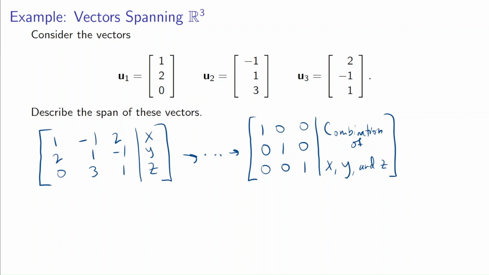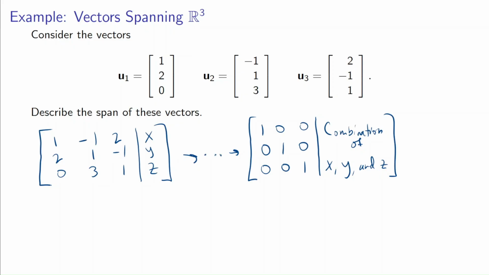But actually, I don't really care what those look like if all I care about is describing the span of these vectors, because the fact that we got this 3 by 3 identity matrix over here basically tells me that I'm not going to be in a situation where I need to require one of my rows to equal 0 on the right-hand side, because I don't have a row of zeros in that coefficient matrix portion like I did earlier. That essentially tells me that the span of these vectors is going to be everything in R3.